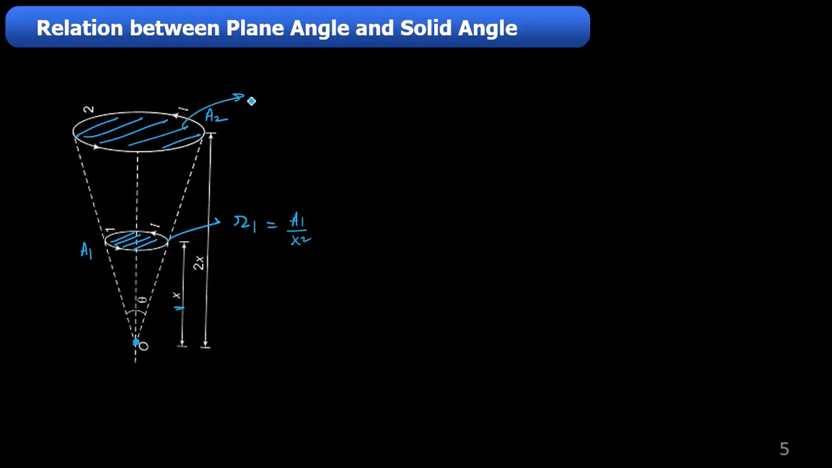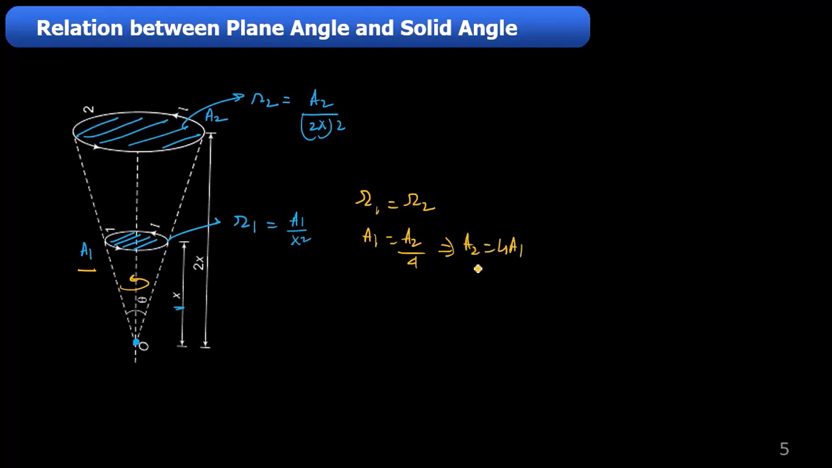Similarly, if I calculate the omega 2 for the same geometry, that should be equal to A2 divided by 2x whole square. Now, since I am measuring the same angle within the solid for both the situations, that means this angle is same for both the areas, A1 and A2. That means omega 1 and omega 2 both are equal. So omega 1 is equal to omega 2. That means A1 should be equal to A2 by 4. That means A2 should be equal to 4 times A1.